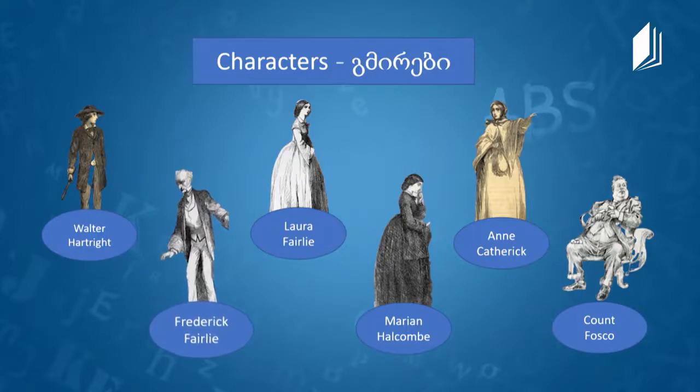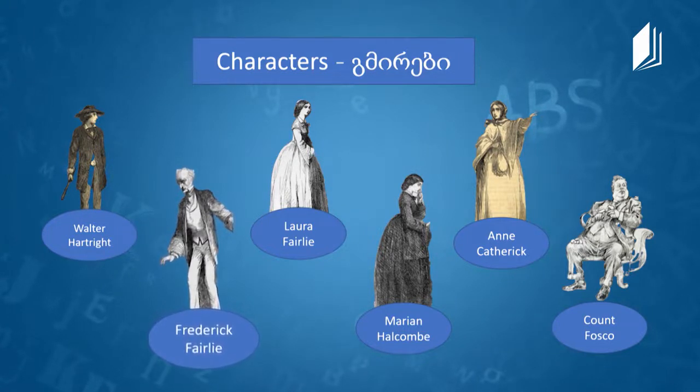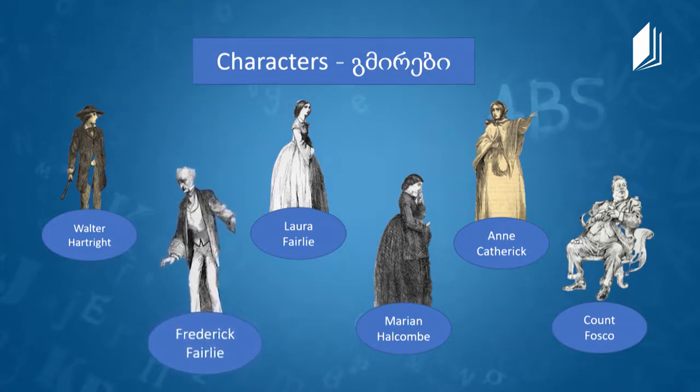Our next character is Frederick Fairlie. He's a wealthy, hypochondriac landowner, the uncle of Laura, distinguished principally by his mock politeness toward the other characters. Mock politeness, we could say fake politeness. Yes, not a very pleasant characteristic, and not honest.